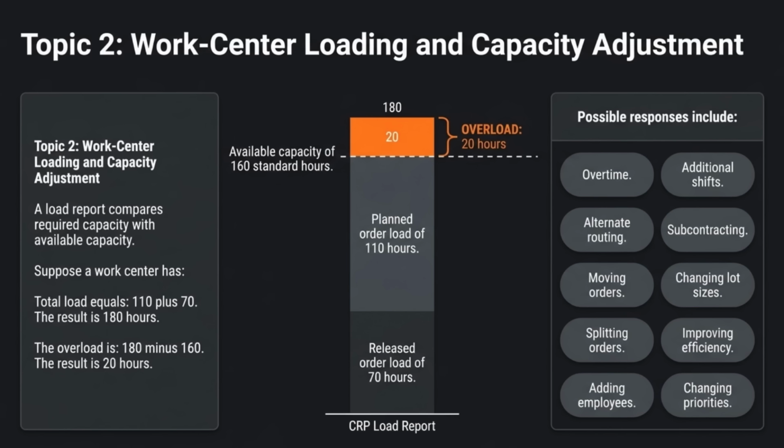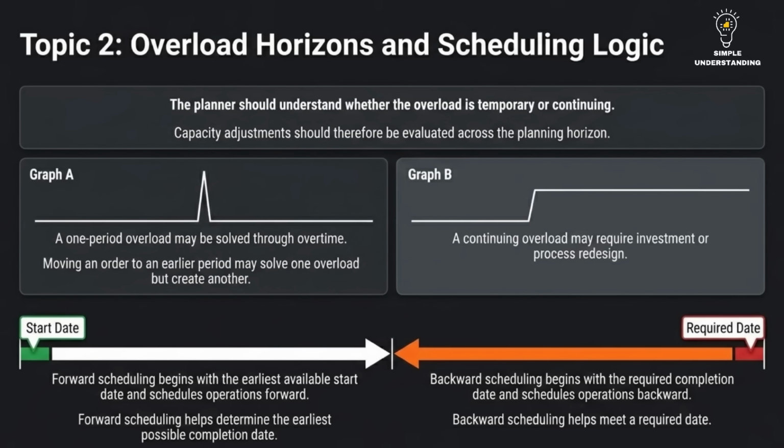Possible responses include overtime, additional shifts, alternate routing, subcontracting, moving orders, changing lot sizes, splitting orders, improving efficiency, adding employees, and changing priorities. The planner should understand whether the overload is temporary or continuing. A one-period overload may be solved through overtime. A continuing overload may require investment or process redesign. Moving an order to an earlier period may solve one overload but create another. Capacity adjustments should therefore be evaluated across the planning horizon.